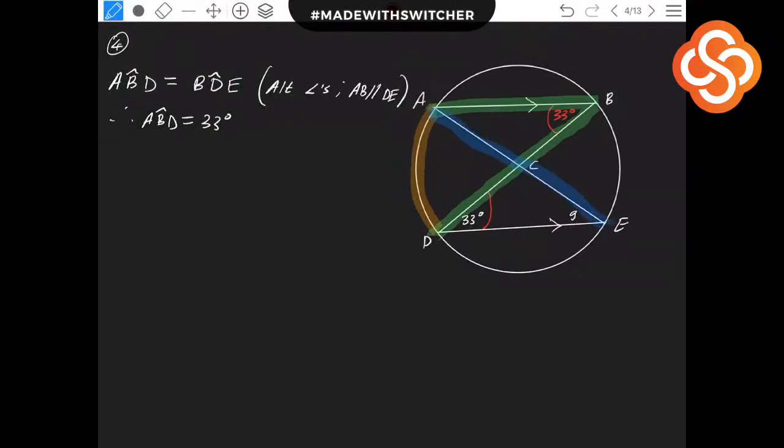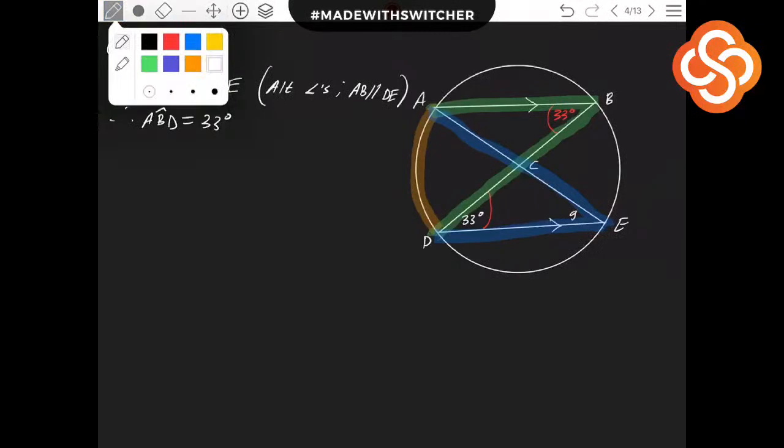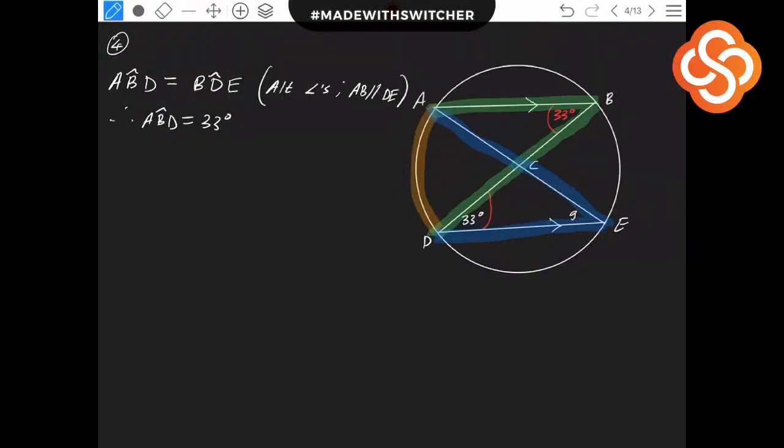Then we also have another angle, which is angle AED. These two angles are subtended from the same arc, which is arc AD. Did I say AB? No, it's supposed to be AD, as in ABCD, AD. So because of that, these two angles have to be equal. I hope it makes sense for you. So angle ABD is equal to angle AED.